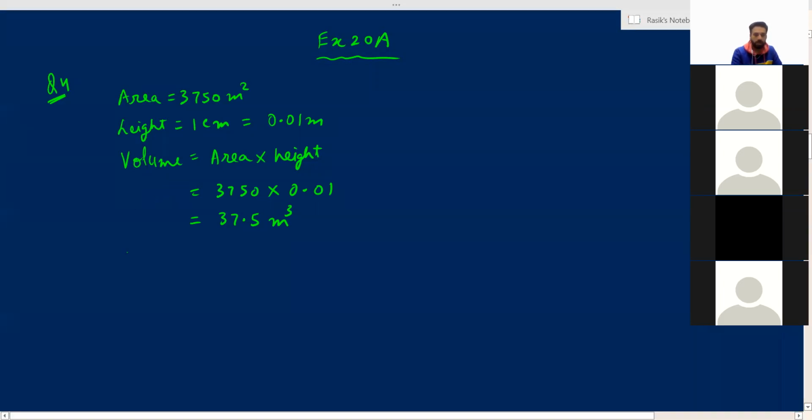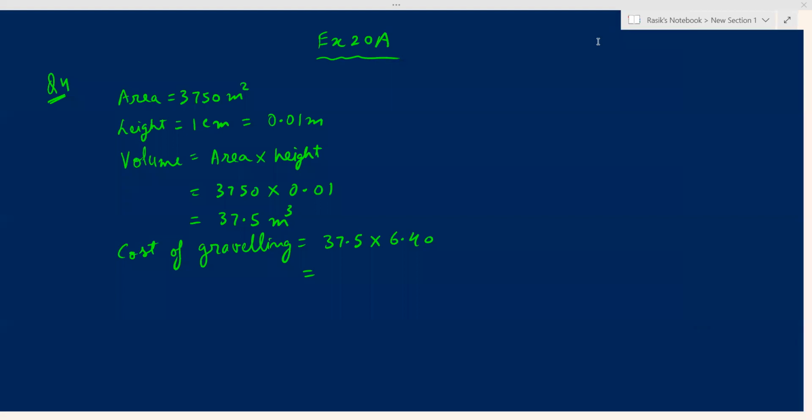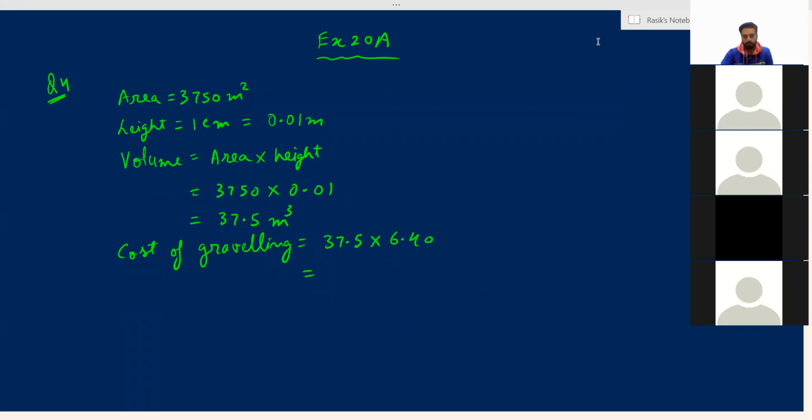Now the rate is 6.40 per meter cube. So the total cost of graveling is equal to volume multiplied by rate 6.40. Find the product and tell the answer. 37.5 multiplied by 6.4. Find the product. Sir, 240. Yes, sir, 240. Very good.